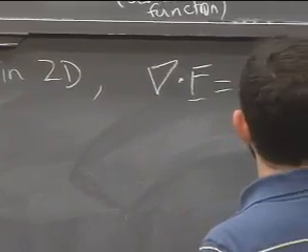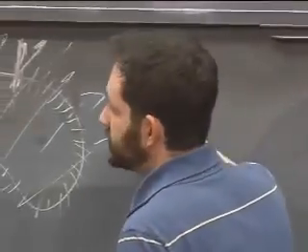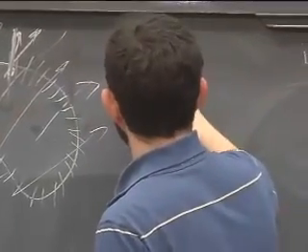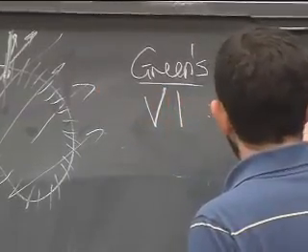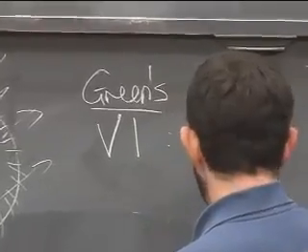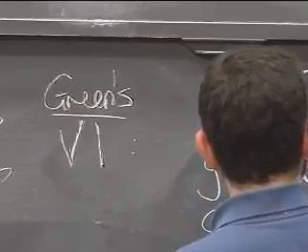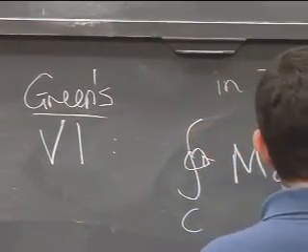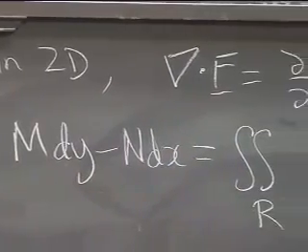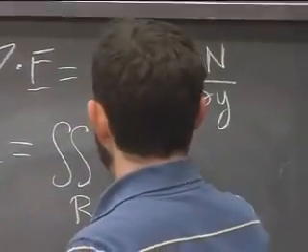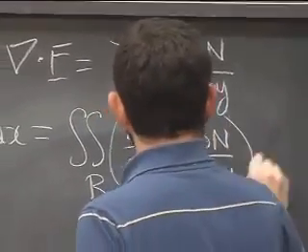There's no z component. And so given this, here is version 1 of Green's theorem. And here's what it says. The integral of the normal form, which I will write first as M dy minus N dx, is the double integral over the interior. Again, R is the inside of C. It's the region enclosed by C of dM/dx plus dN/dy, dx dy.